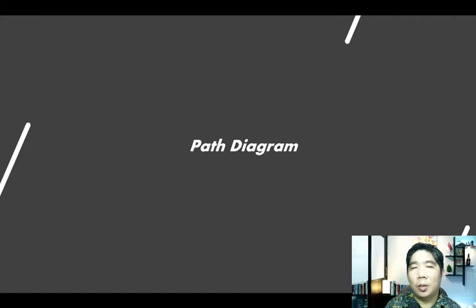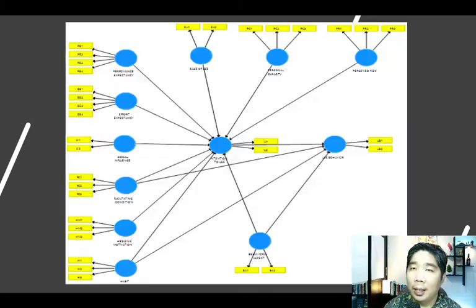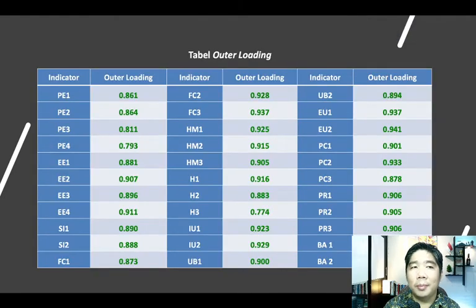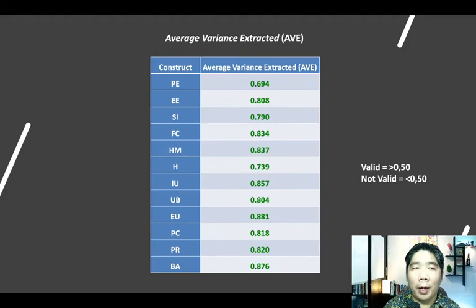Okay, so we are now talking about the path diagram. It is the same as what we discussed before in the UTAUT 2 framework. I used SmartPLS and we calculated in SmartPLS. The table of outer loadings is all green because they are above 0.7. About the average variance extracted, if it is above 0.5 it is valid, but if below, it is not valid. All of the variables are valid because they are above 0.5.